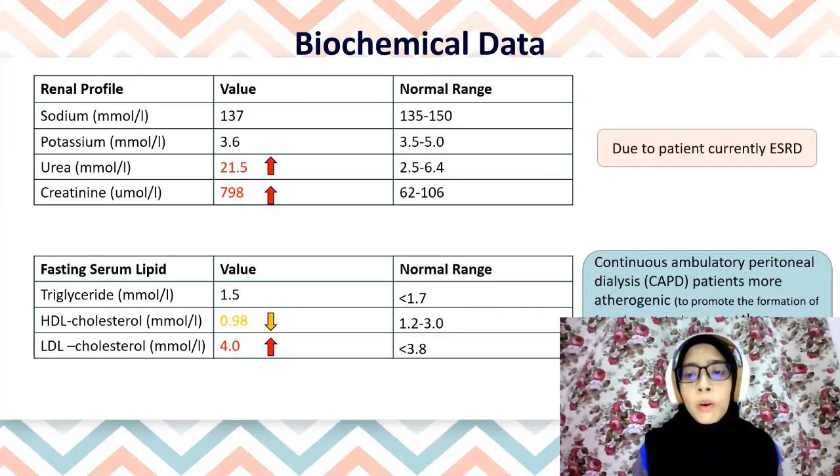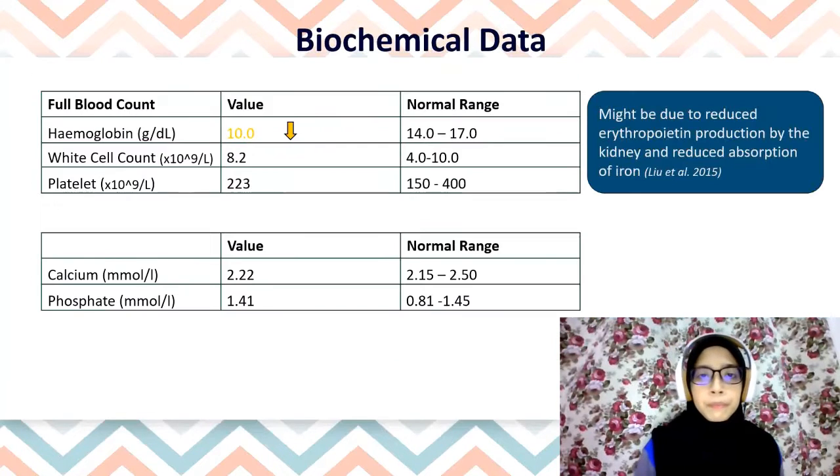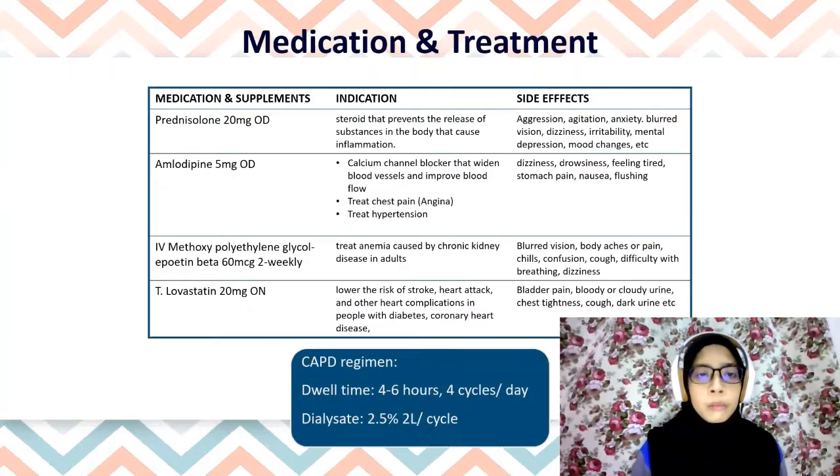Patient tend to be more atherogenic, where it promotes the formation of fatty deposit in the arteries, than patient on hemodialysis. Full blood count shows that the hemoglobin is lower than normal range. However, white cell count and platelet are normal. This might be due to reduced erythropoietin production by kidney and reduced absorption of iron, as patient currently has ESRD. And calcium and phosphate level are normal.